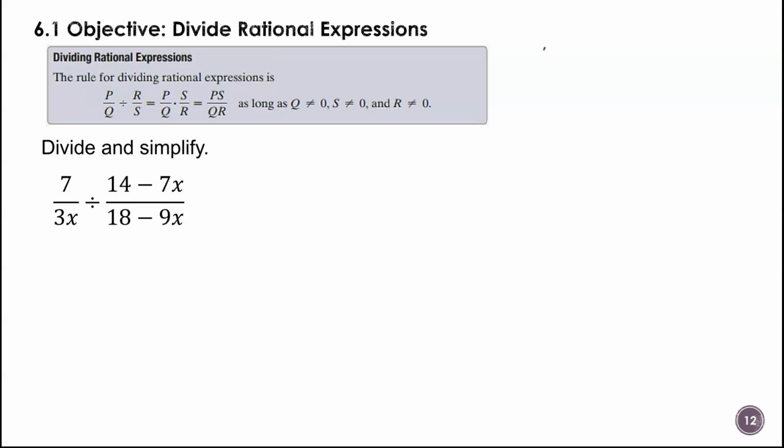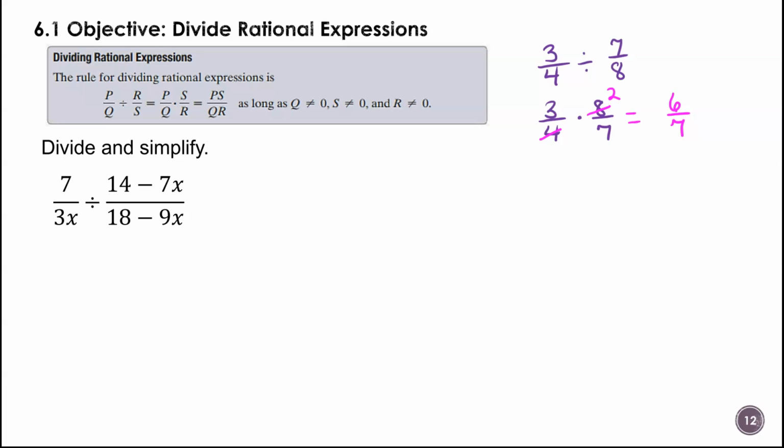If we were taking 3/4 divided by, say, 7/8, we would make that 3/4 times 8/7, and we would simplify. 4 goes into 8 2 times, and so that is 6/7. And so we really are using the very same concept, but with polynomials and expressions that are not just numbers.